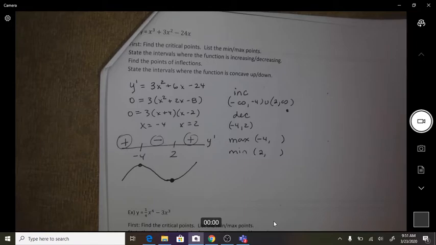Is this the one we just did yesterday? Or different? Okay.